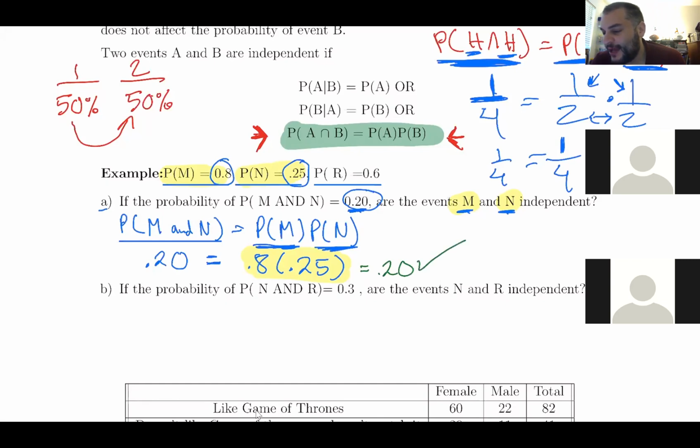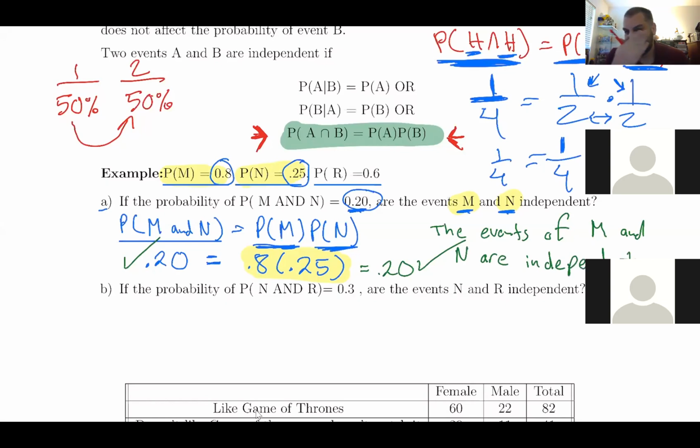So the left side and the right side are equal to each other. Since the left side and the right side are equal to each other, we're going to say the events of m and n are independent. And that's it for A. Any question in regard to A?